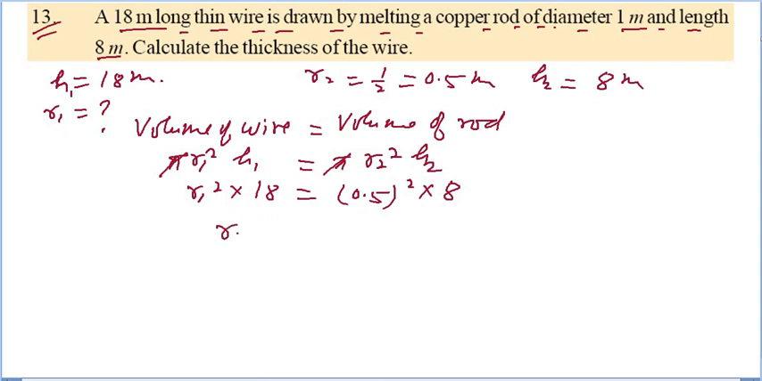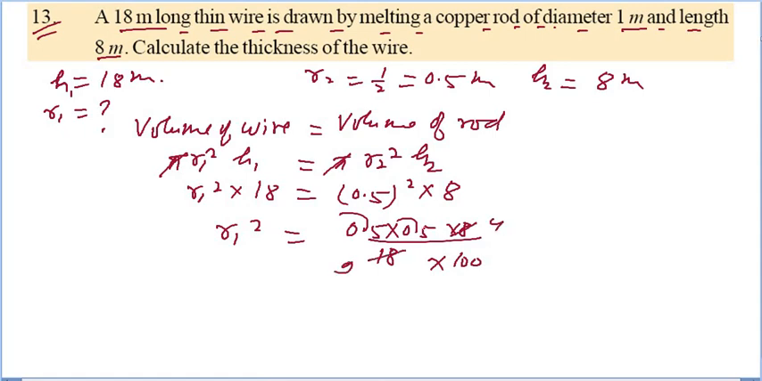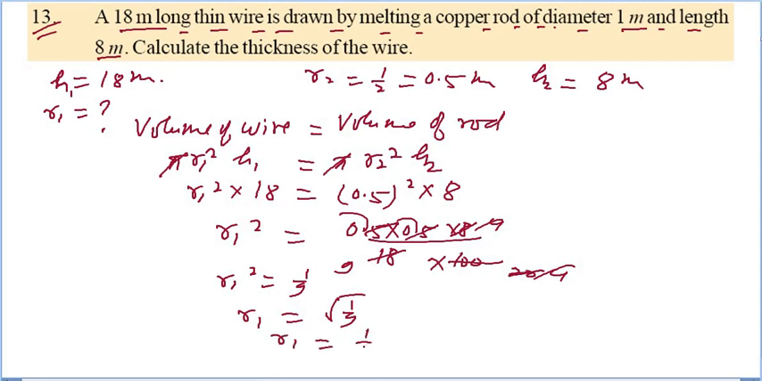So you can calculate R1 square is equal to 0.5 into 0.5 into 8 divided by 18. Now remove the decimal and put 100. Now what will happen? 2 fours are 8 and 2 nines are 18. 5 twos are 10 and 5 fours are 20. 4 will be cancelled out. So R1 square is equal to 1 upon 9. So R1 is equal to under root of 1 upon 9. So R1 is equal to 1 by 3.